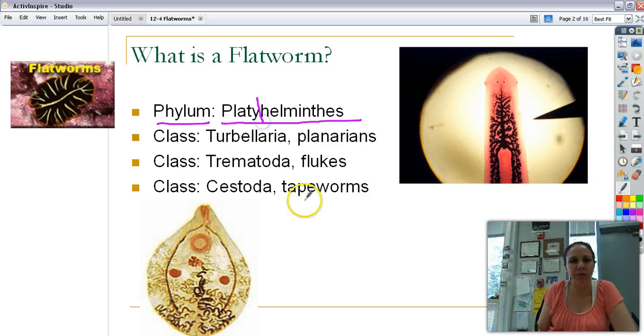Platy means flat, and helminth means worm. There are 3 different classes in phylum Platyhelminthes. The first class is Turbellaria. Turbellaria include things like planarians over here.